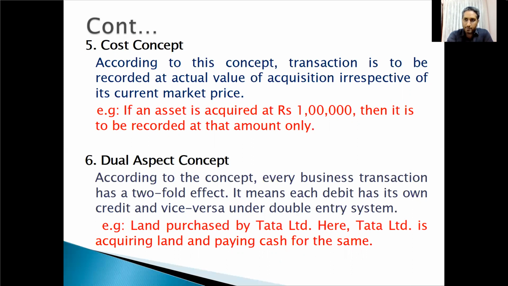Dual aspect concept, as we are dealing with the double entry system. According to this concept, each debit has its own credit, and each and every transaction in business has a twofold effect. Land purchased by Tata Limited: they are acquiring land, so debit what comes in, and for that they are paying cash, so credit what goes out. The rule of real account is working here, because it is a real account. If you are paying rent, then rent to cash: rent is a nominal account because it is an expense, and we have to debit all the expenses and losses. So that is the way we deal with the dual aspect concept.